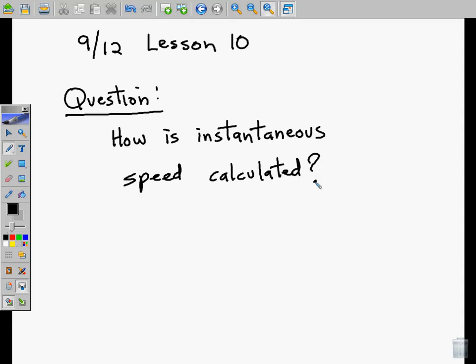Sometimes we want to know how fast something is going, bam, at an exact instant. For example, your car doesn't tell you what your average speed was. It tells you how fast you're going, bam, at that instant, at that specific point in time. So today we're going to talk about how to calculate instantaneous speed.